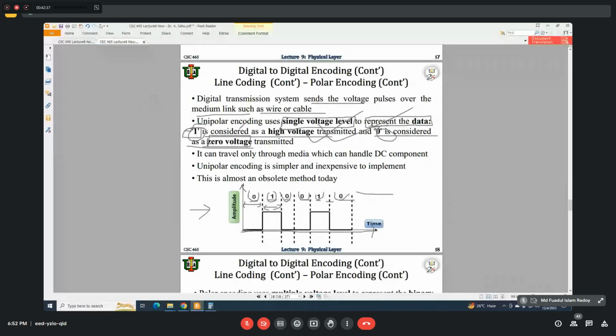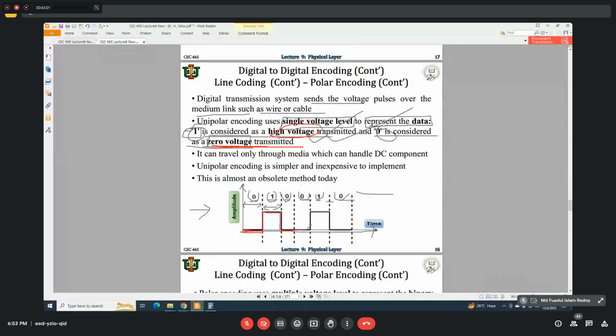This is one. Okay, so now you can see that it started with 0, so that is the neutral. And he said that if it is 0, then it's going to be neutral or 0 voltage transmitted, and if it is 1, then it's going to be the high voltage. So you can see that when it gets 1, it goes to the high voltage. Okay, now again it gets 0, so it is going to move to neutral.